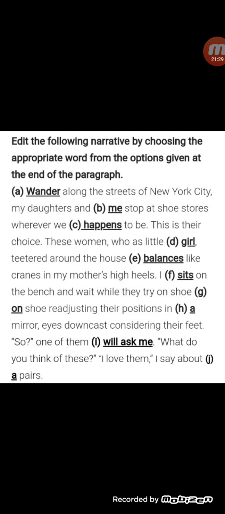This is their choice. This woman who has little girl change into girls, teetered around the house, balances change into are balancing like cranes in my mother's high heels, and after that seats change into sit on the bench and wait while they try on shoe. Dash on is given, so on change into after shoe, readjusting their position in dash mirror, in the mirror, a change into the, eyes downcast, considering their fate.